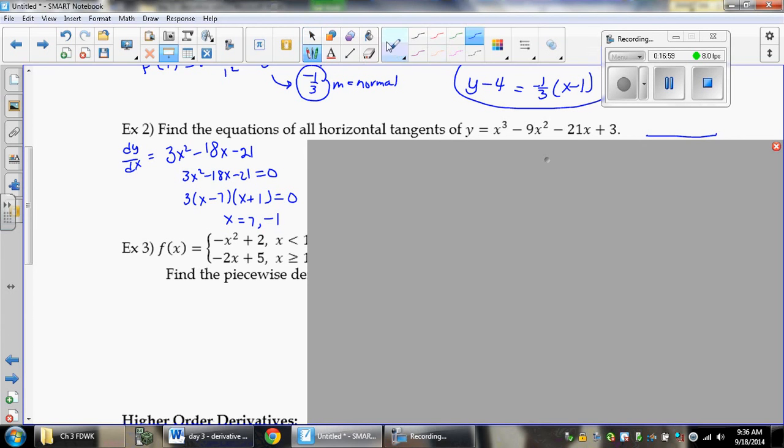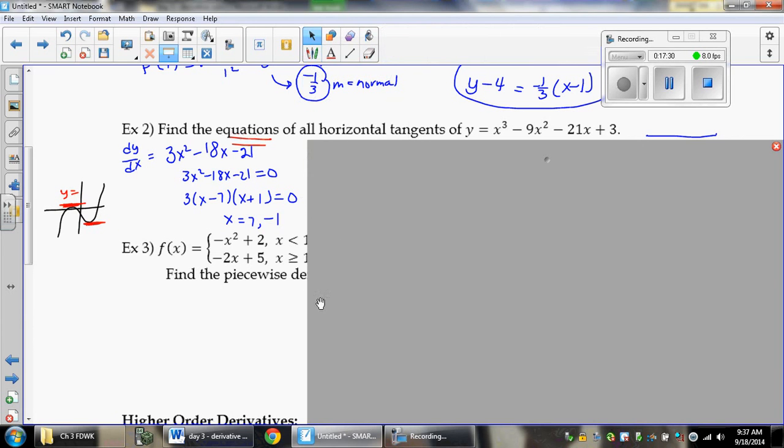So if we think about x cubed and just think about the graphs of x cubed, they look something like this. So they have two horizontal tangents, at one x value over here and at one x value over there. So this is like my negative 1 and that's like my 7. Well, if I want the equation of the horizontal tangent, the equation of a horizontal line is a y equals. So I need to know what y equals when x is 7 and what y equals when x is negative 1. So that's what I did next.